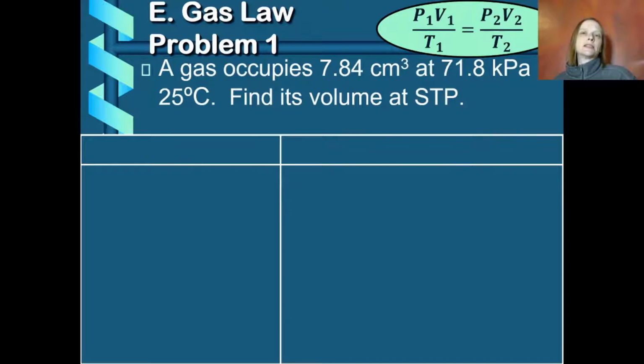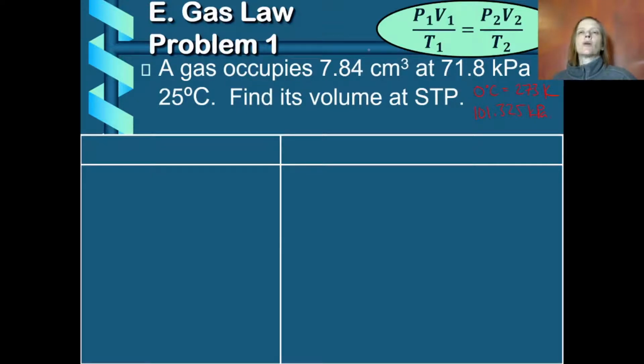So let's look at an example. A gas occupies 7.84 cubic centimeters at 71.8 kilopascals and 25 degrees Celsius. Find its volume at standard temperature and pressure. We haven't talked about standard pressure yet, but standard temperature is 0 degrees Celsius, which is the same as 273 Kelvin. And standard pressure is 1 atmosphere of pressure, which is the same as 101.325 kilopascals.